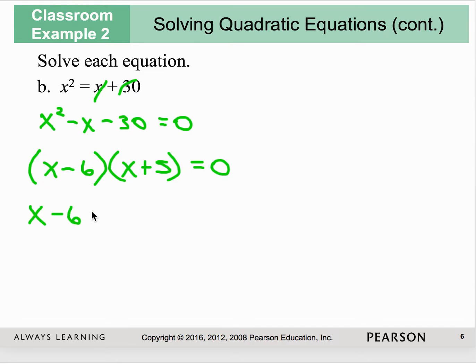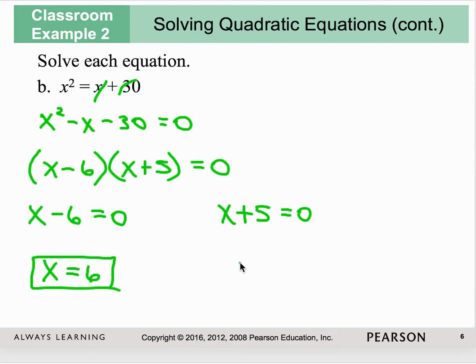So what does that mean now? That's right. Either x minus 6 is 0 or x plus 5 is 0. So if I add 6 to both sides, or if I subtract 5 from both sides, I know, I'm trying to ease us into maybe not having to write every single step. If you still need to, that's fine. I'm going to go back and forth, ease us into it.